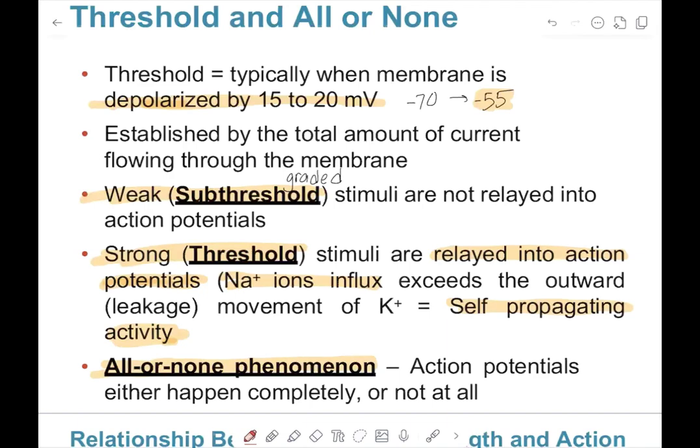So the threshold is almost like the jumping off point, and it's also the point of no return. There was an old movie called Thelma and Louise, where both Thelma and Louise were in a Corvette. And there was a point in the movie where they actually jumped off of a cliff. That was the point of no return, the jumping off point. That is like an action potential. Once sodium ions go into the cell, it depolarizes to negative 55 millivolts.